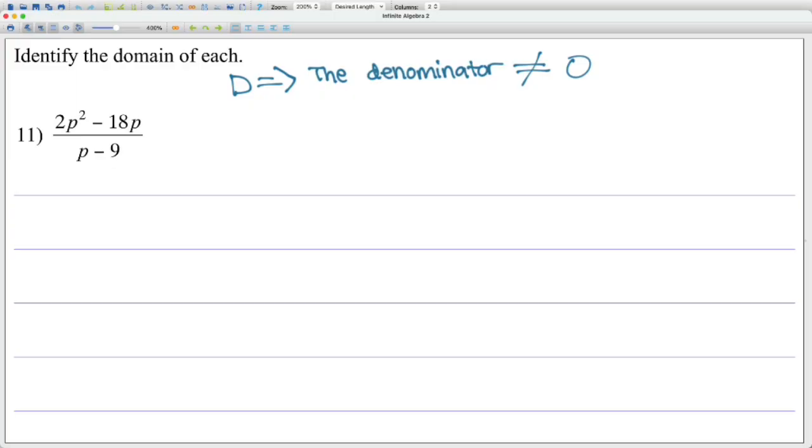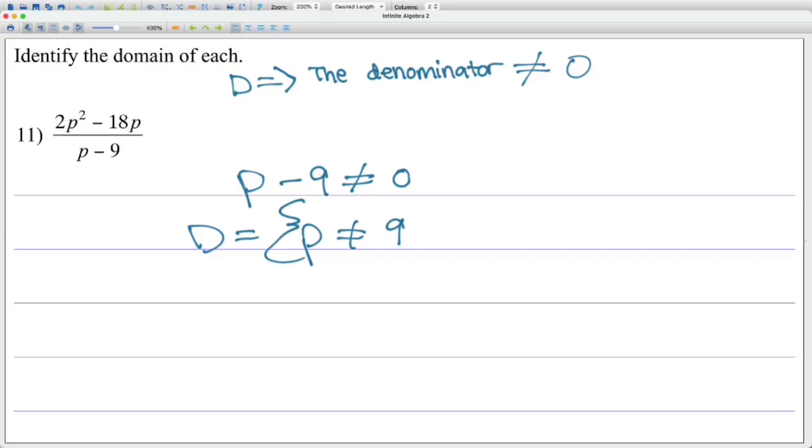We've already found excluded values. You've been doing this before. So it's the same as the excluded values. So for the domain, p minus 9 cannot equal 0. Which means that p can be, add 9 to the other side, correct? p cannot equal 9. That is the domain. Put the little crazy braces on it. That's easy.